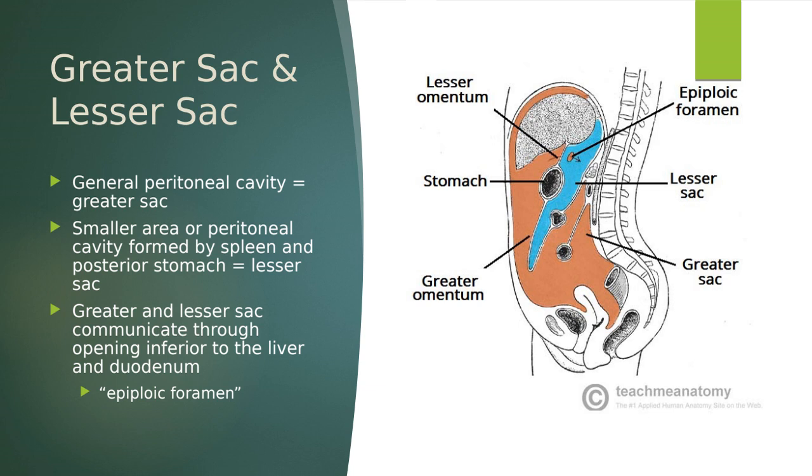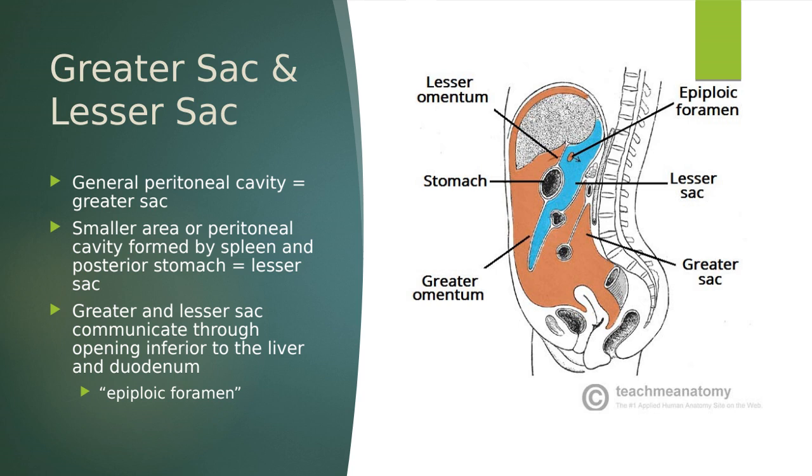We also have a smaller portion of that peritoneal cavity, which is going to be formed by this little pocket between the spleen and the backside of the stomach. That's going to be known as our lesser sac. The greater and the lesser sac are still going to be part of the peritoneal cavity. They're regions within the peritoneal cavity, and they're going to communicate with each other through an opening that's going to be right underneath the liver and the duodenum, and that's called our epiploic foramen.